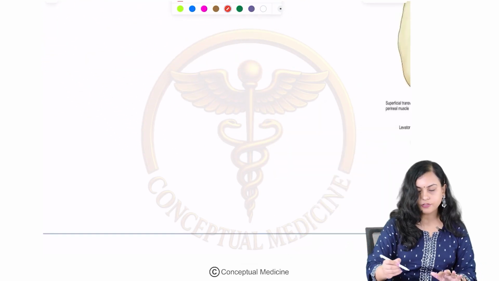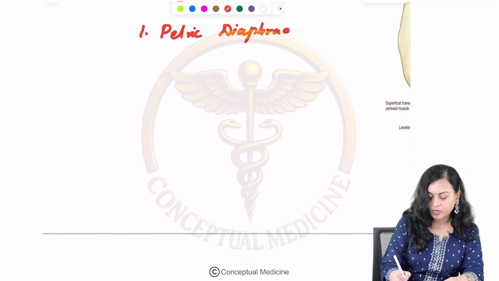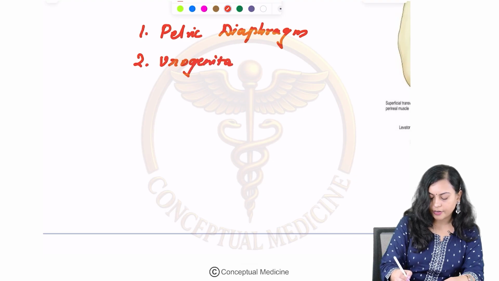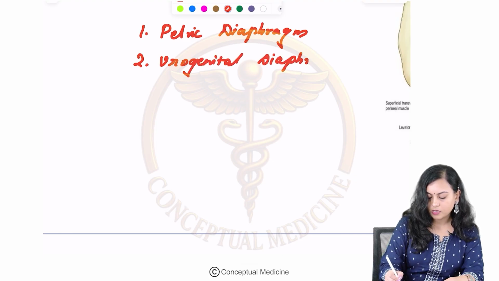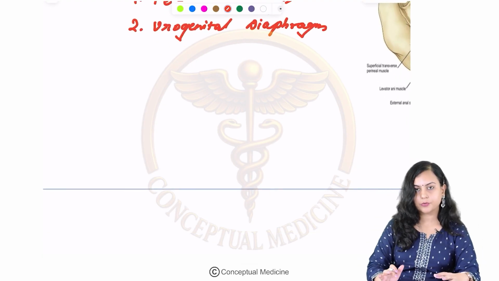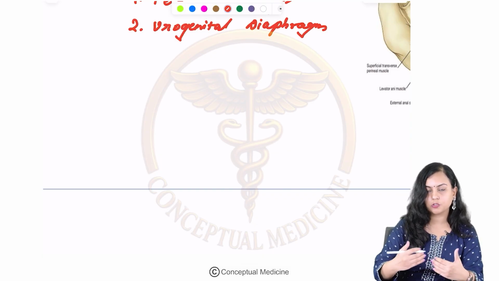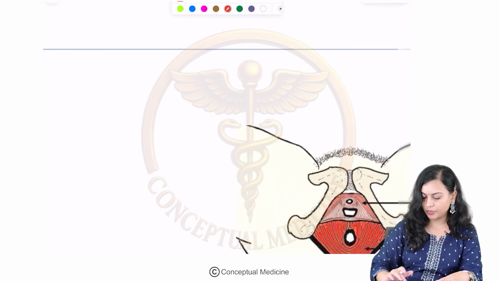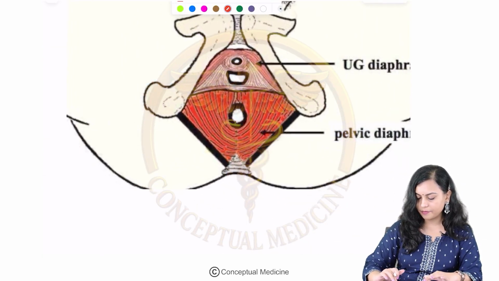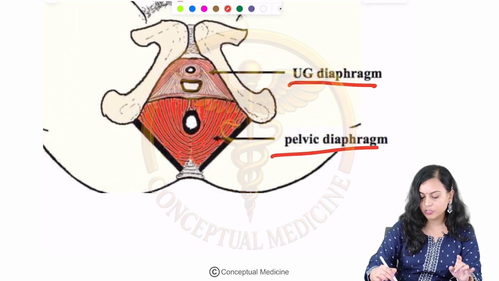Okay. We have two diaphragms in the perineum. Number one is a pelvic diaphragm. Number two is a urogenital diaphragm. Basically, like how we know the diaphragm in the thorax. Okay, so this is also that kind of a muscular attachment that is seen to give support to the organs present in the pelvis. Okay, so this is how the pelvic diaphragm and urogenital diaphragm are present. Urogenital diaphragm is present in the urogenital triangle.